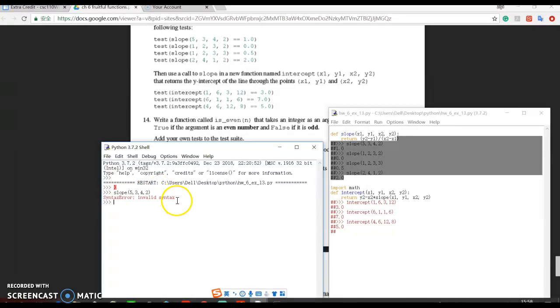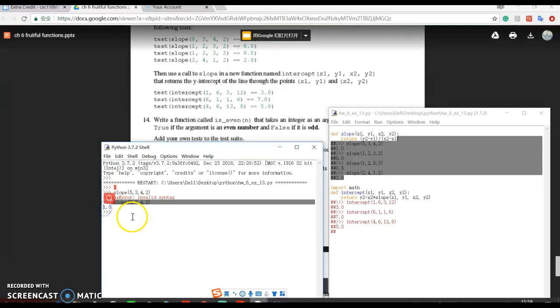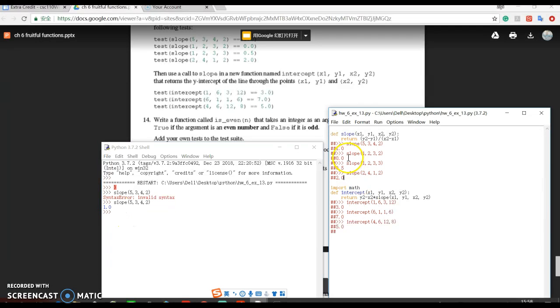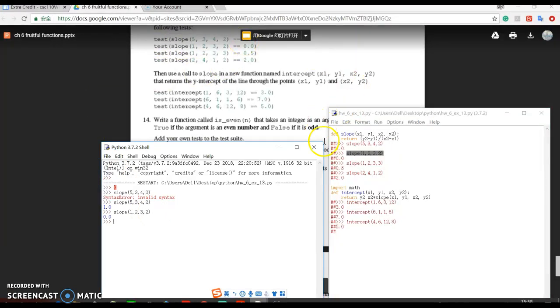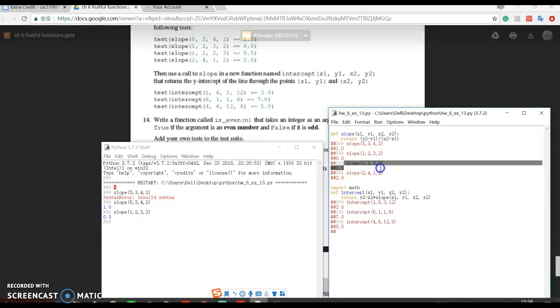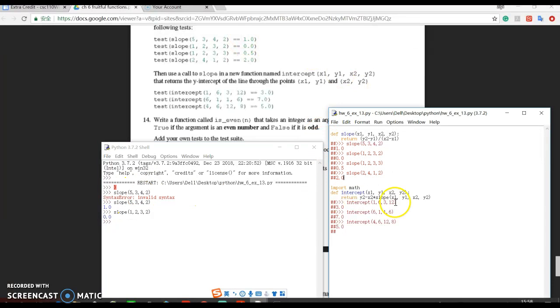Okay, so let's see. Oh no, here it's not right. Here we can see it's 1.0, and as this one, here's 0.0, which is the second one. And those two are the same as these two.